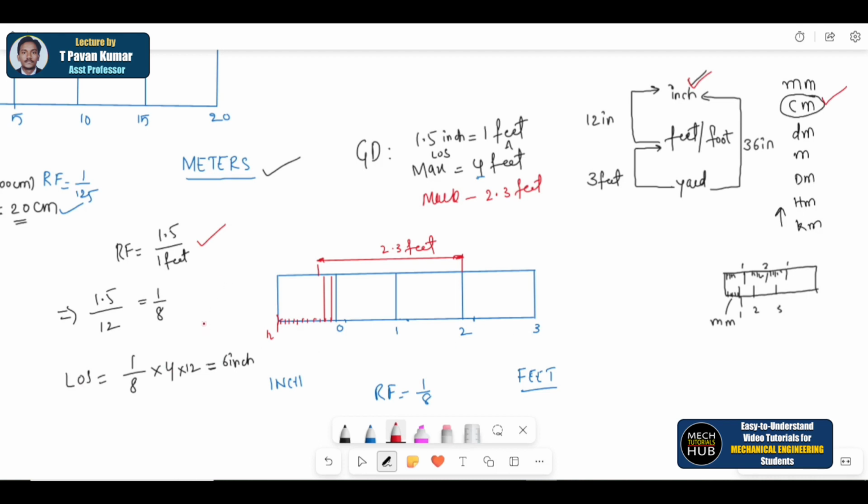This is all about a plain scale and its conversions and how to mark the representations, everything. This is all for the session.